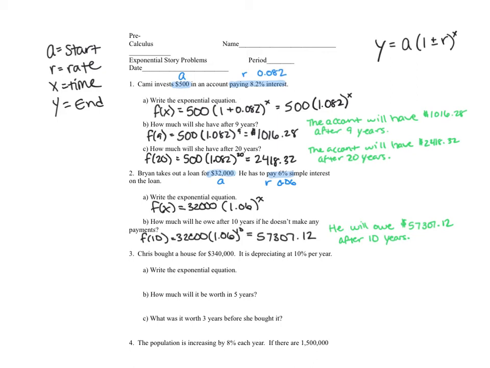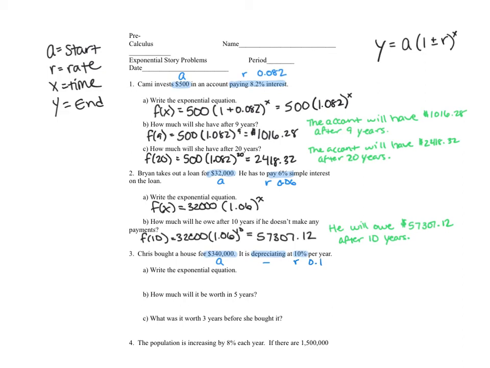So let's see. Chris bought a house for $340,000. So this is our starting amount that we are paying. So this is A. It says it is depreciating at 10% per year. So it's depreciating means that we're going to be using that minus sign. So instead of 1 plus R, now it's going to be 1 minus R because it's losing value. And that's going to be at a rate of 10%. So this is going to be our R, and that's 0.1 or 0.10.